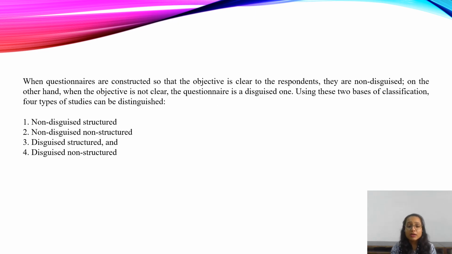When questions are constructed so that the objective is clear to the respondents, they are non-disguised. On the other hand, when the objective is not clear, the questionnaire is a disguised one. Using these two bases of classification, four types of studies can be distinguished: non-disguised structured, non-disguised non-structured, disguised structured, and disguised non-structured.